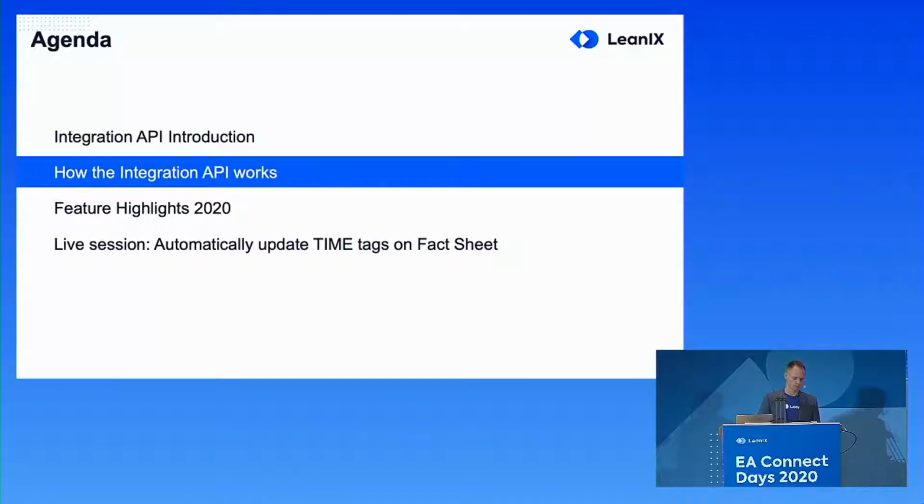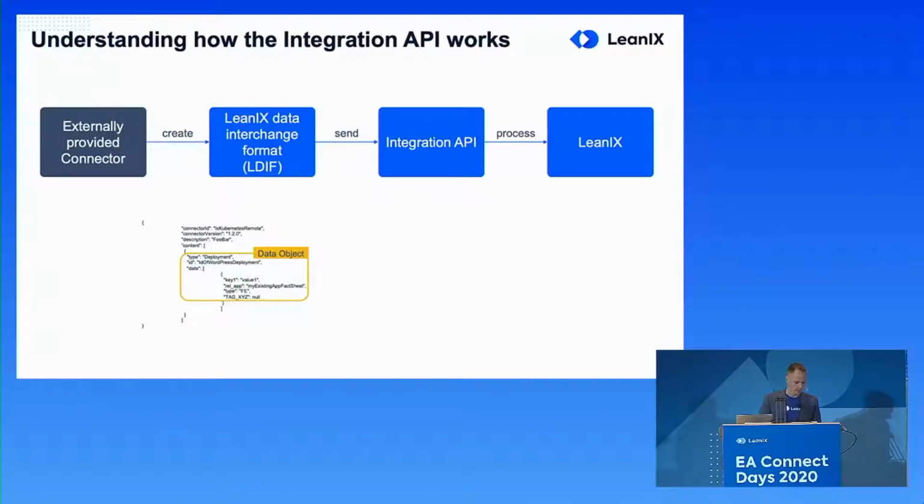How do we do this? Answering this question gets us into how exactly the integration API works behind the scenes. It is as easy as every connector just sending us the JSON I mentioned with the data from the other system. The gray box you see here is the JSON format we call LDIF. The orange part inside the gray box represents a data object.